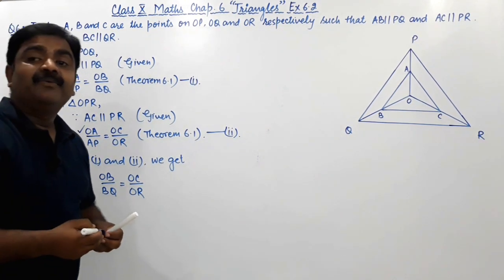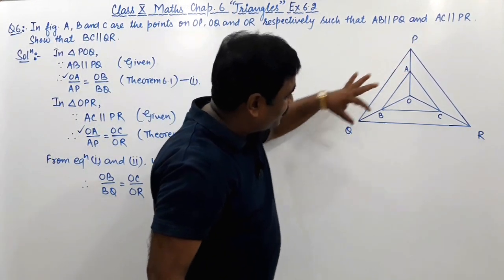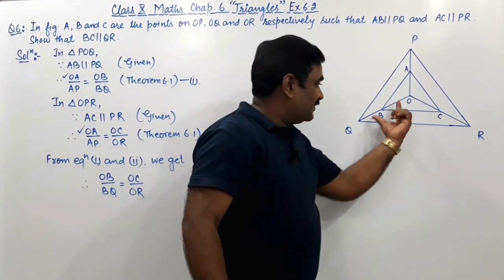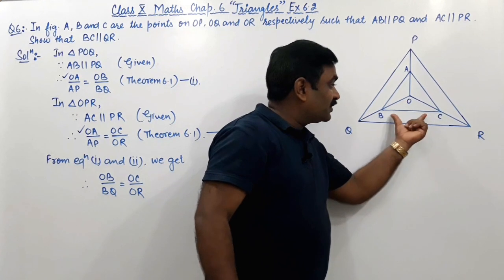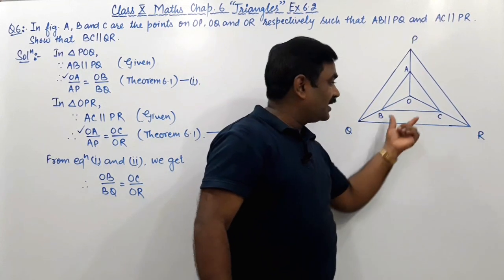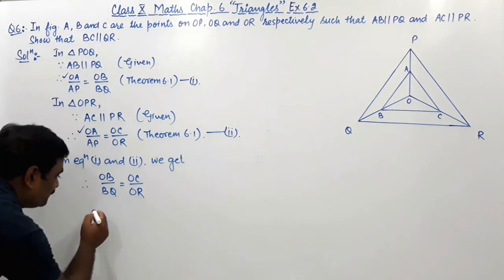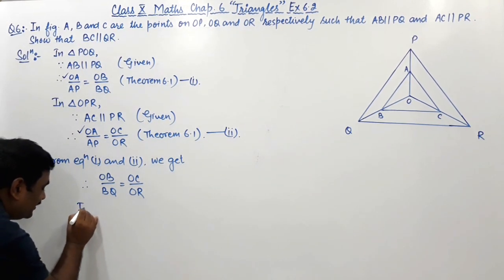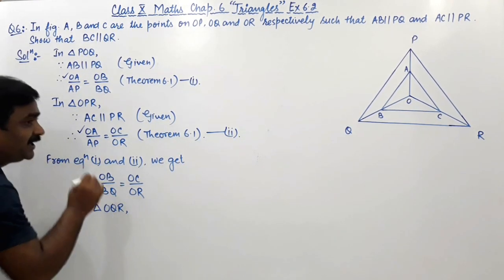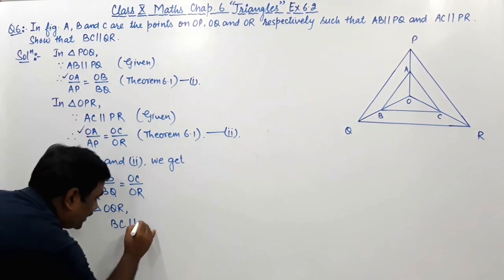Now you just see where are these sides. OB upon BQ equals OC upon OR. This is OB, and OC upon OR means these sides. If these sides are in the same ratio, therefore this line segment in triangle OQR, this BC will be parallel to QR. So in triangle OQR, this BC is parallel to QR. And why?